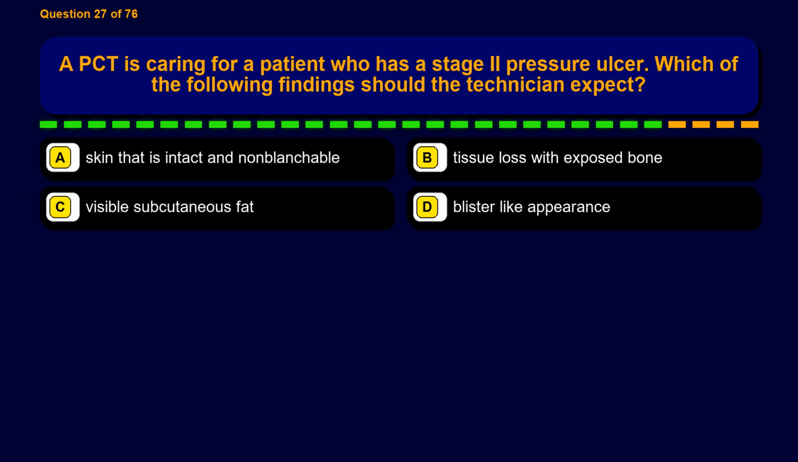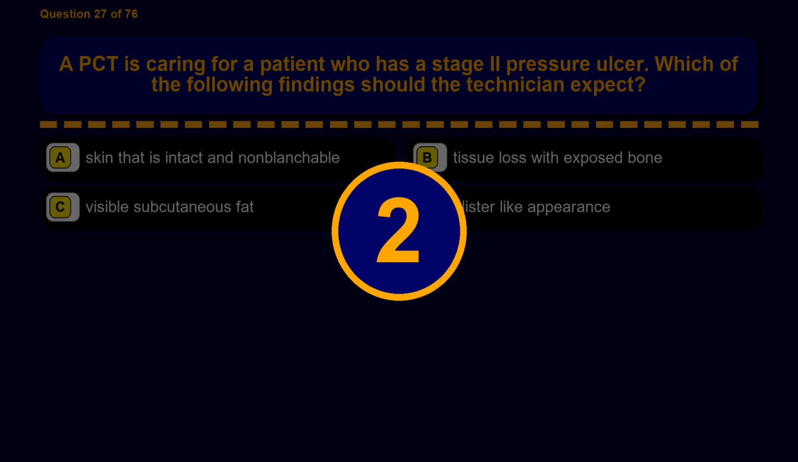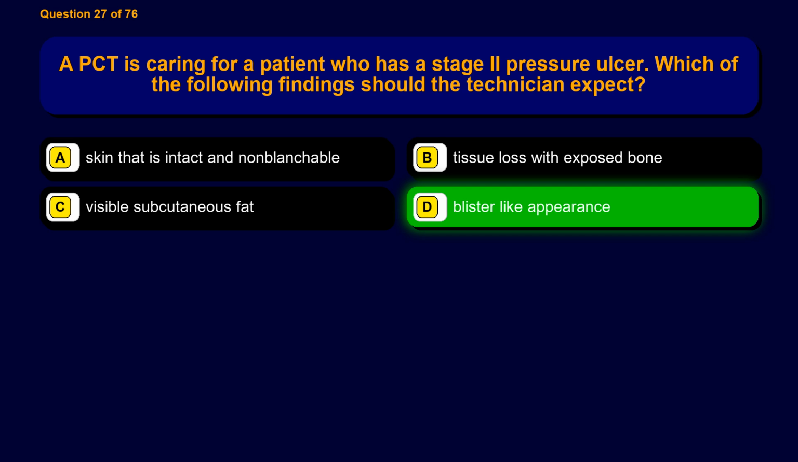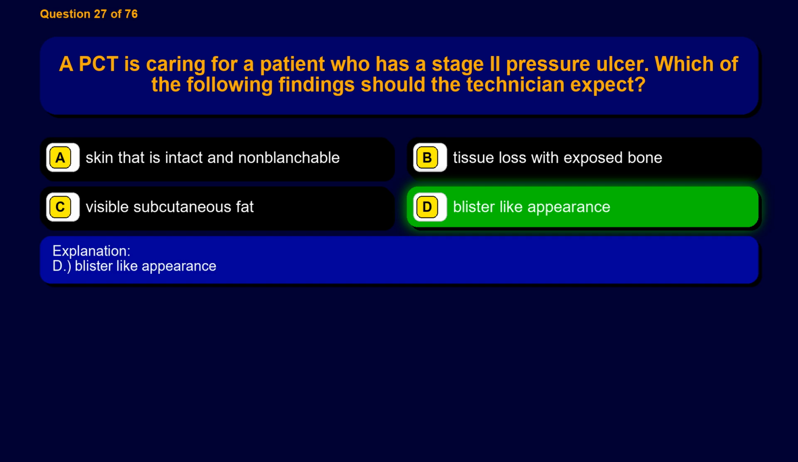Question 27. A PCT is caring for a patient who has a stage 2 pressure ulcer. Which of the following findings should the technician expect? Option A, skin that is intact and non-blanchable. Option B, tissue loss with exposed bone. Option C, visible subcutaneous fat. Option D, blister-like appearance. The correct answer is option D, blister-like appearance.